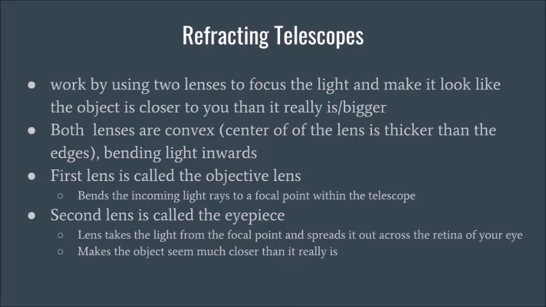From there, that lens takes the light from the focal point and spreads it across the retina of your eye, and that makes the object seem closer than it really is, which is why he can see the explosion going on that's however many million miles away.